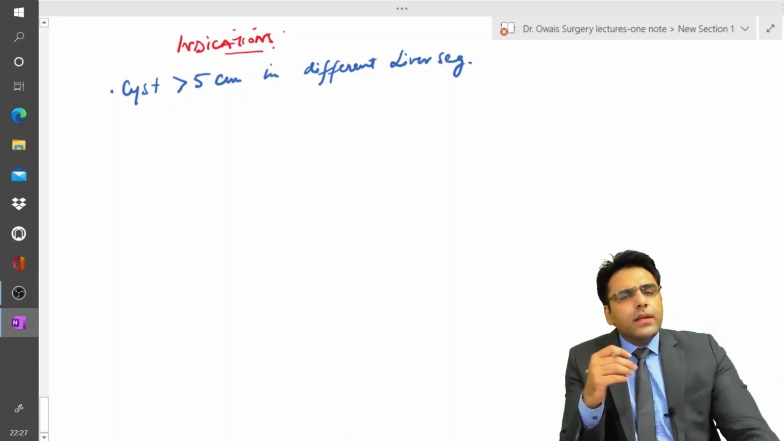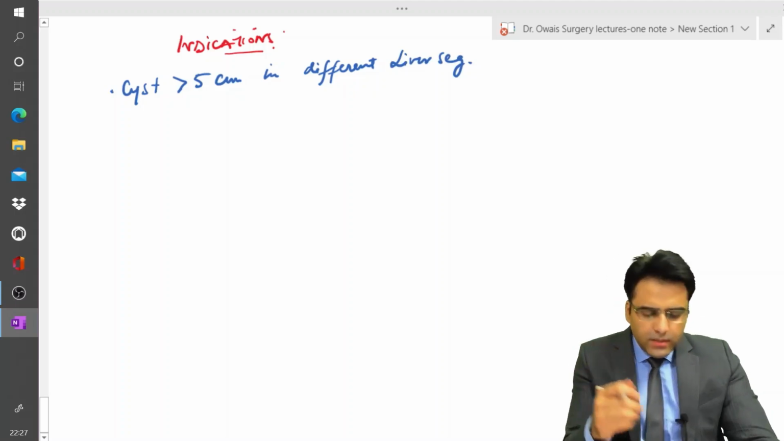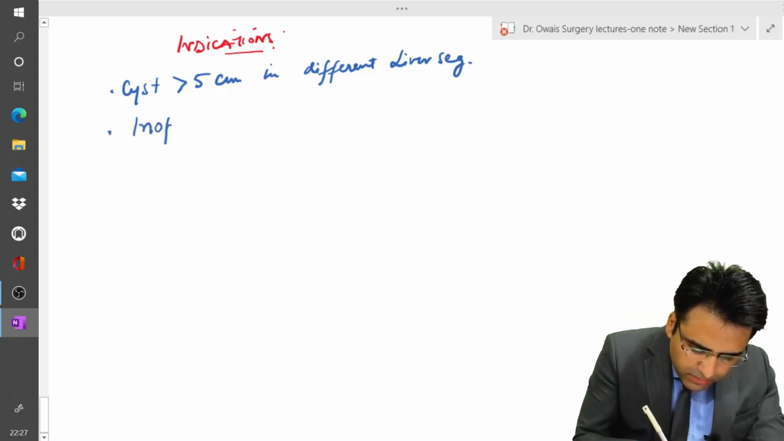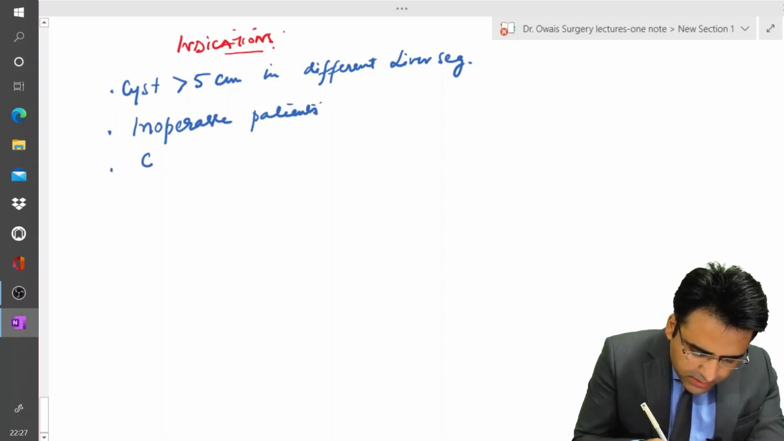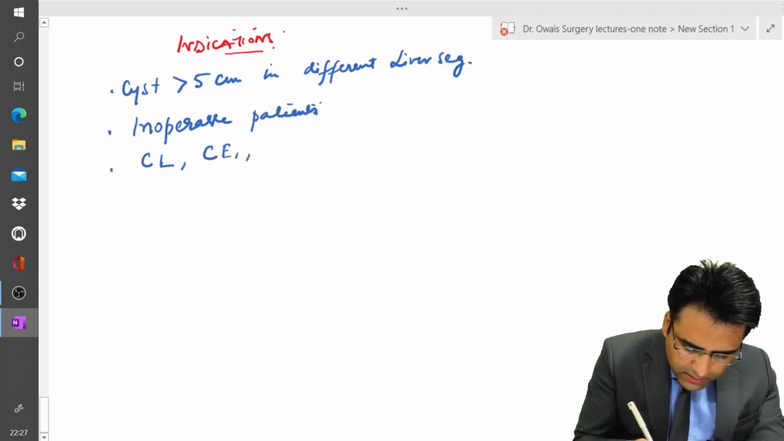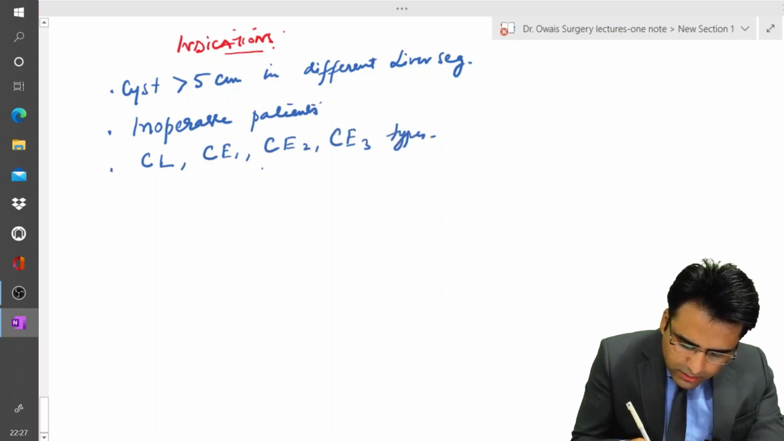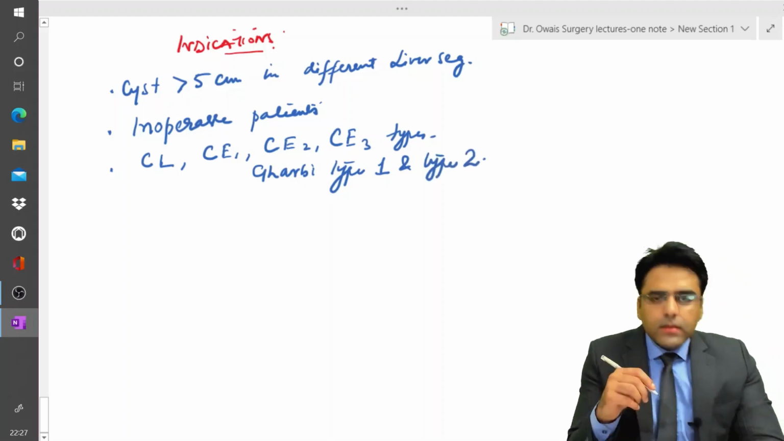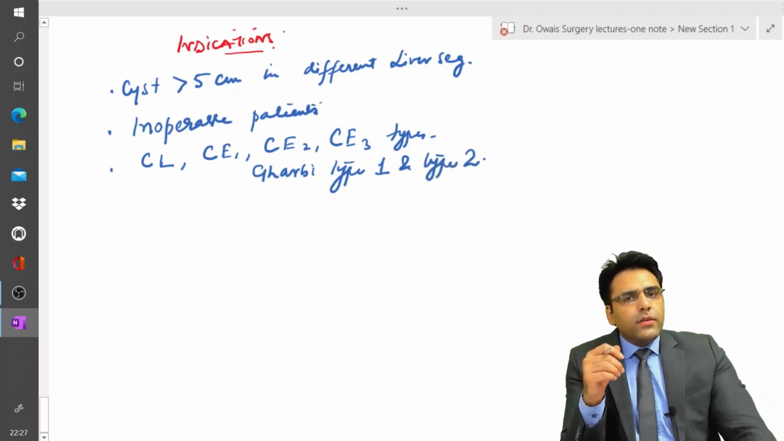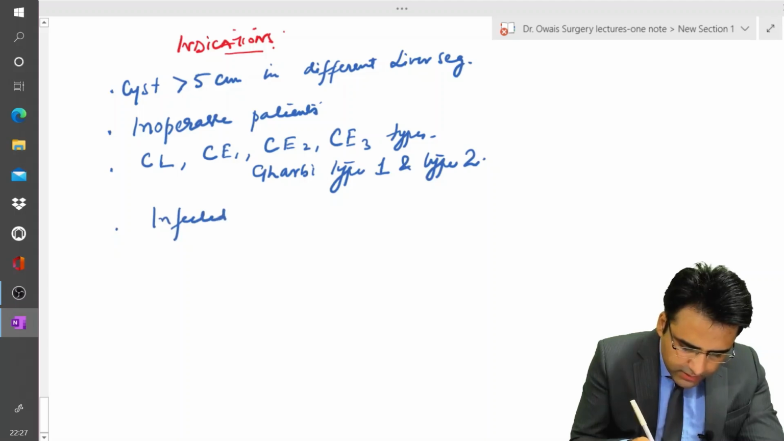Clear? After that, there are some patients who are not fit for surgery. So in inoperable patients, we can do PAIR. Next, in patients with CL, CE1, CE2 and CE3 types, or you can say Gharbi type 1 and type 2, you can go for PAIR. Another indication is infected cyst.